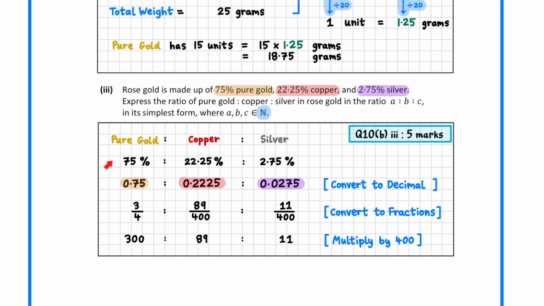To begin, we can convert each of our figures to decimal by dividing by 100 and removing the percentage symbol. Then, we can type each of these decimals into our calculator to convert them to fractions. The lowest common multiple of the denominators in these fractions is 400, so we should multiply each term by 400. This gives us a final answer of 300 to 89 to 11.